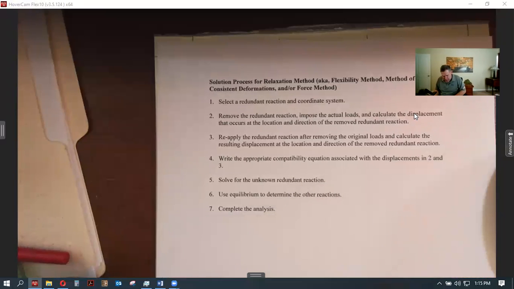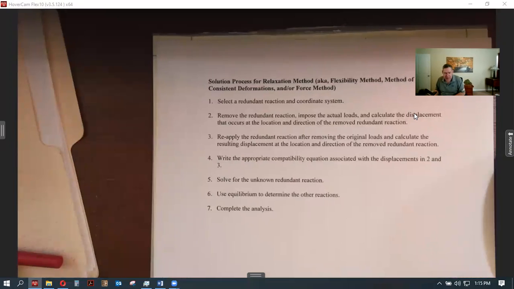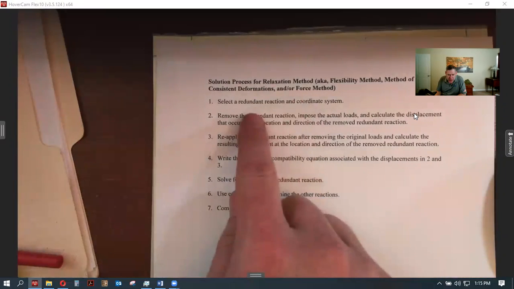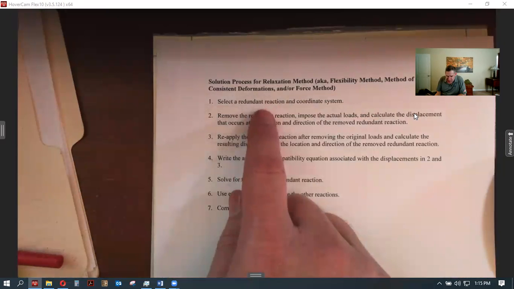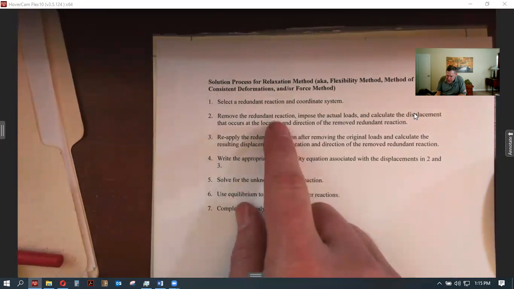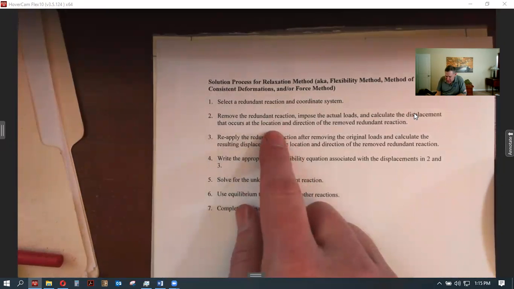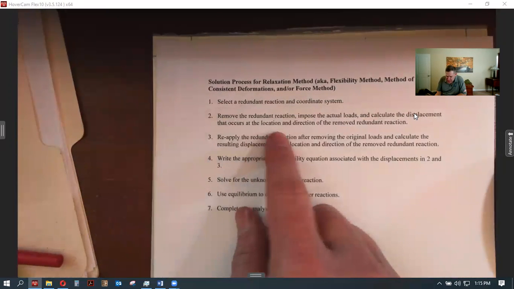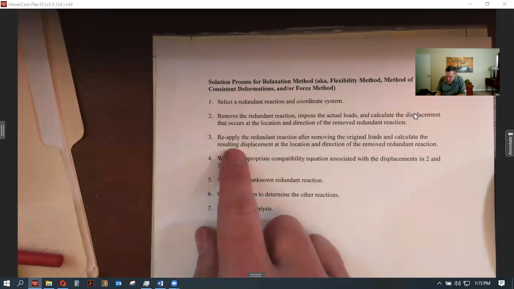Right, folks often like to have just a sequence of steps that they follow every single time. And here it is. First thing you have to do is classify the system and select the redundant reaction, leaving yourself a stable system, right? A determinate and stable system. Remove that reaction, impose the actual loads, calculate displacements at the locations and directions of the removed redundant reaction, or reactions, if you have more than one.